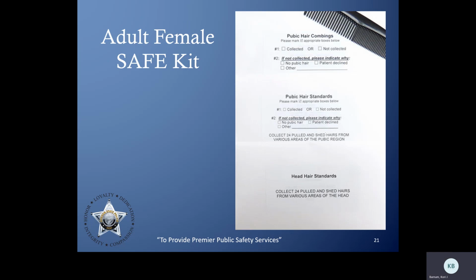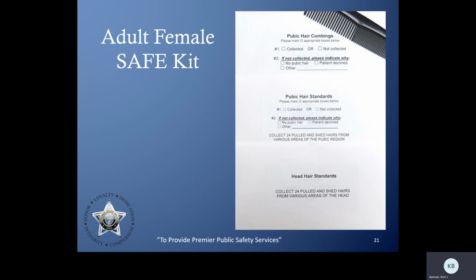You may want to consider collecting hair evidence under some very specific criteria, which we will review in a future slide. If you do, we provide 3 pre-printed envelopes for pubic hair combings, pubic hair standards, and head hair standards. And we also include 1 comb to use if you are collecting pubic hair combings.